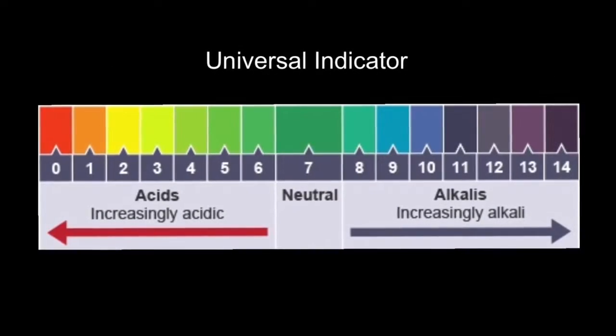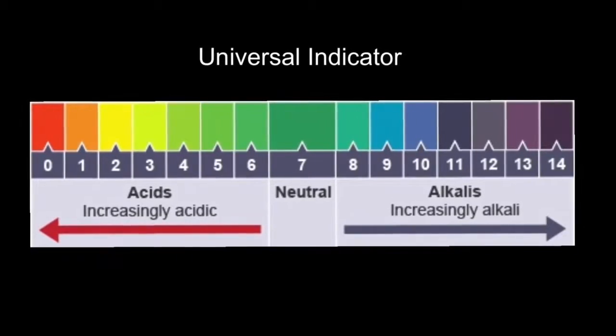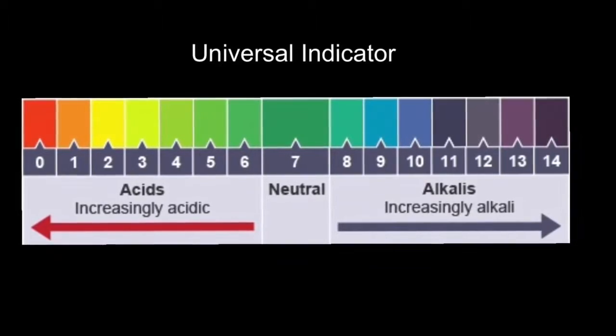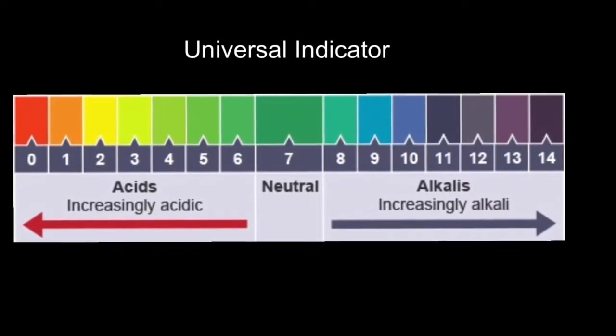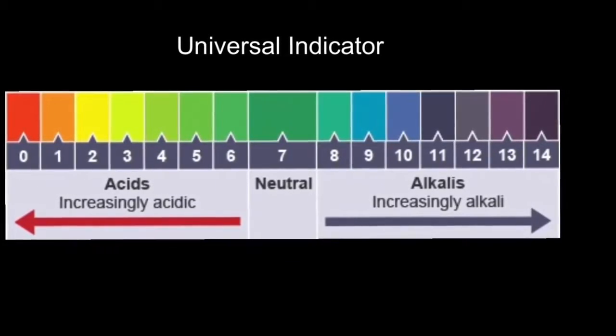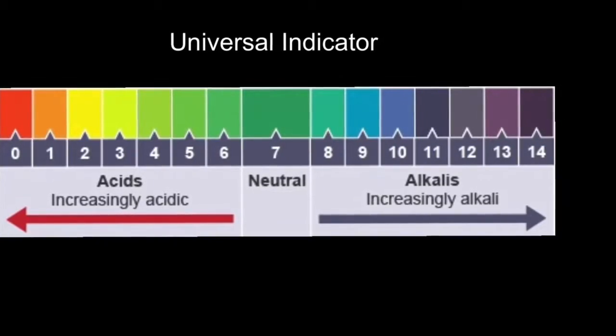In this demonstration, I'm going to be using a universal indicator, which changes color as pH does. This will allow me to see if a solution is basic, neutral, or acidic based on what color the solution is. As this chart shows, as a solution becomes more acidic, it's going to take on a redder color. Also, the chart shows that if a solution is neutral, the color of the solution is going to be green.